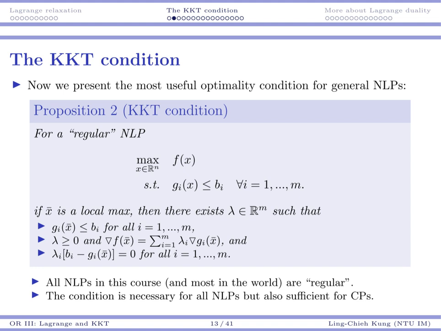And also, you need to see that this is talking about a local maximum instead of a global maximum, because this is just a nonlinear program. If in general you don't know whether it is linear, you don't know whether it is convex, then this is just a condition for local optimum. This condition is necessary for all nonlinear programs. This is just a necessary condition, just like the first order condition. If there is no convexity, then the first order condition is just necessary.